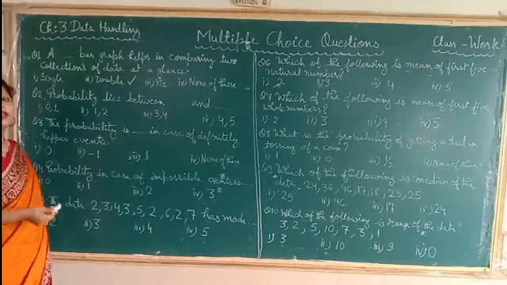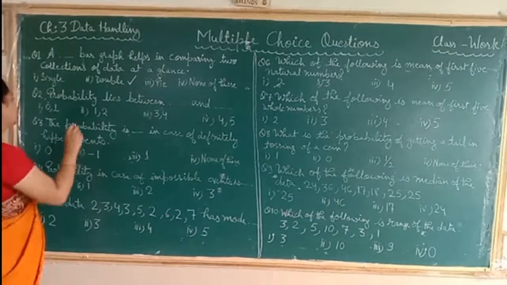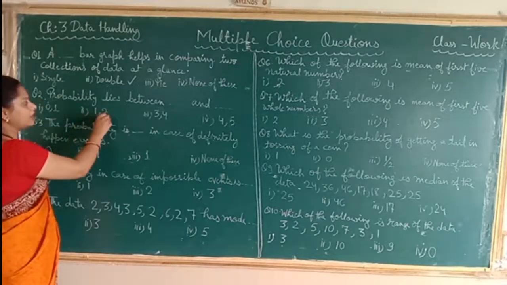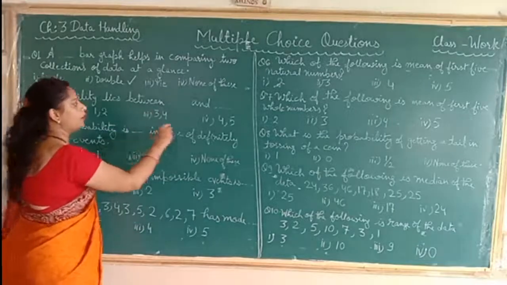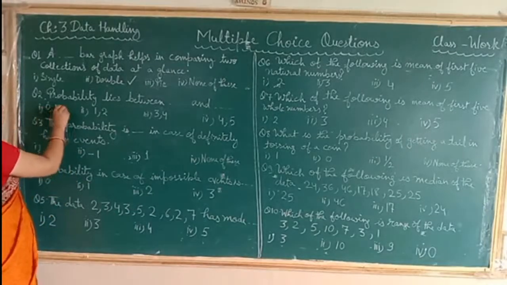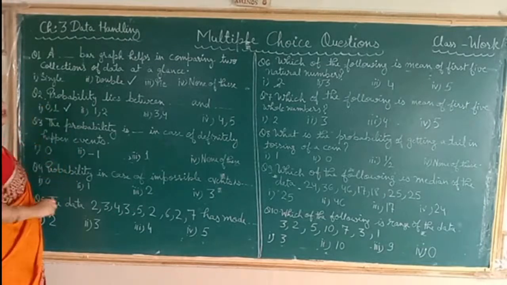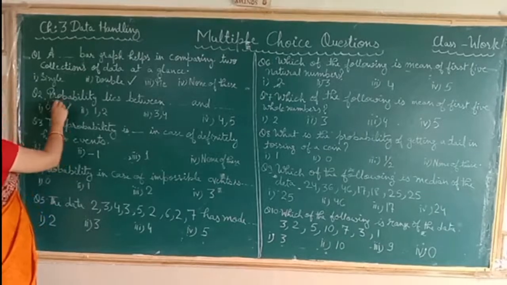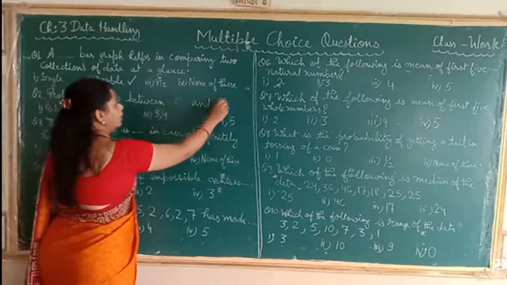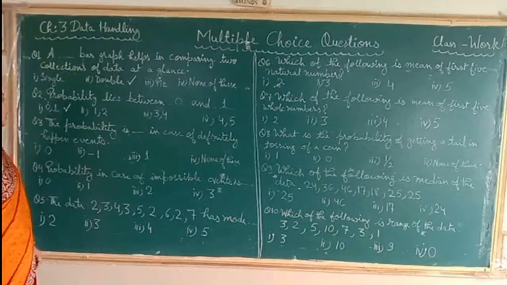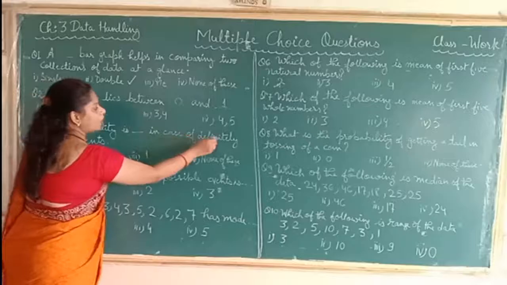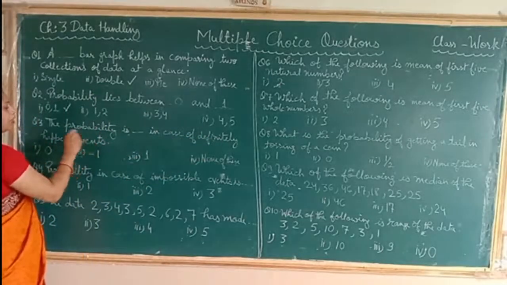So we know it very well. Probability lies between: first option is 0 and 1, second option is 1 and 2, third option is 3 and 4, and fourth option is 4 and 5. But we know it very well that probability lies between 0 and 1. So the answer is probability lies between 0 and 1. Now question number 3. The probability is dash in case of a definitely happening event.